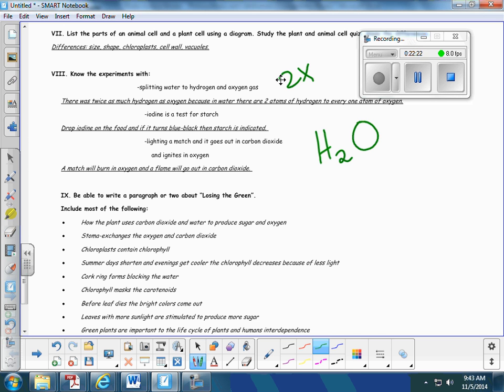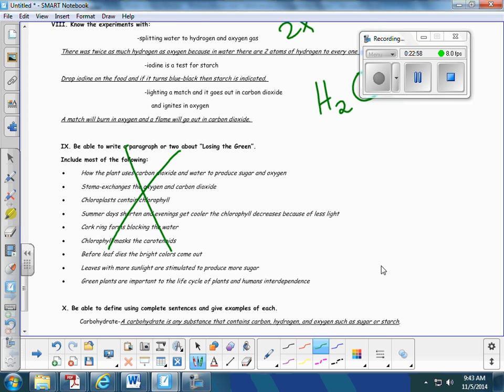We already did this. You will see this again. Drop iodine on the food. We did that. Lighting a match, it goes out. That will be in there somehow. A match will burn in oxygen and a flame will go out in carbon dioxide. Boy, are you guys lucky. I'm Xing out this. We are going to write one, but we're going to write it in class and work on it together. Because of all the interruption, I'm not going to have time to delve into that by test time. But we are going to be working on that. So that won't be on either of the tests? No.